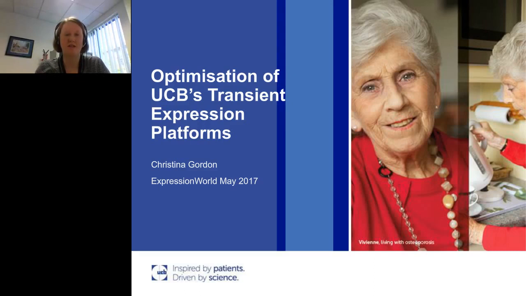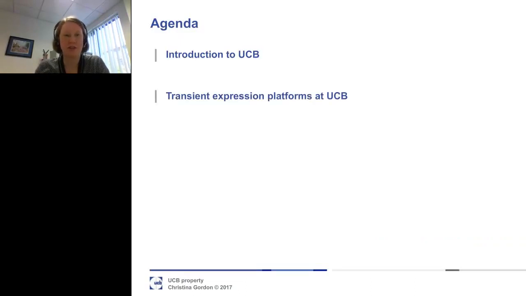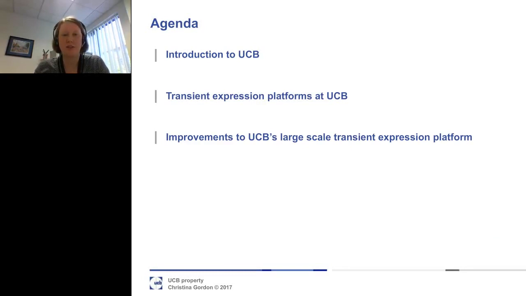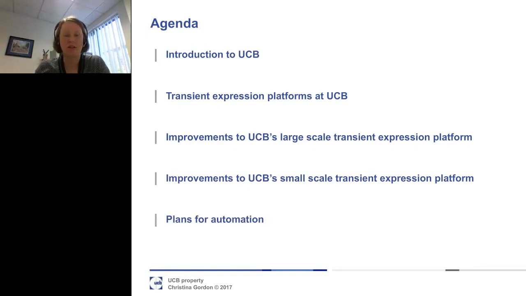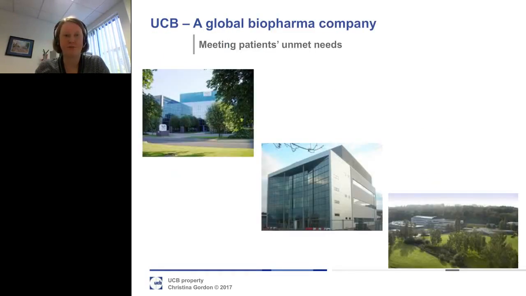In the next 20 to 30 minutes, I'm going to talk about the optimization of UCB's transient expression platforms. So I'm going to introduce you to UCB, to our transient expression platforms at UCB, to the improvements that we made to our large-scale transient expression platforms, the improvements that we made to our small-scale transient expression platform, and our plans for automation. So UCB is a global biopharma company, and our vision is to meet our patients' unmet needs.